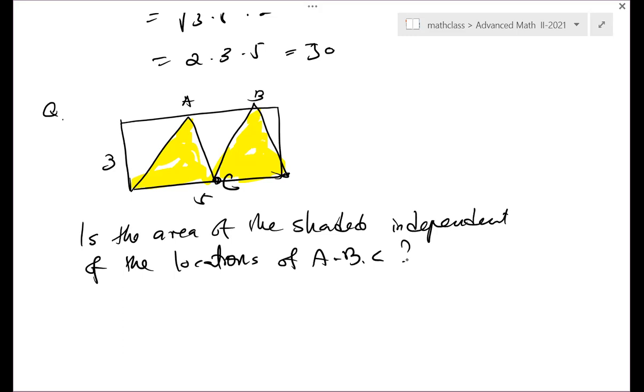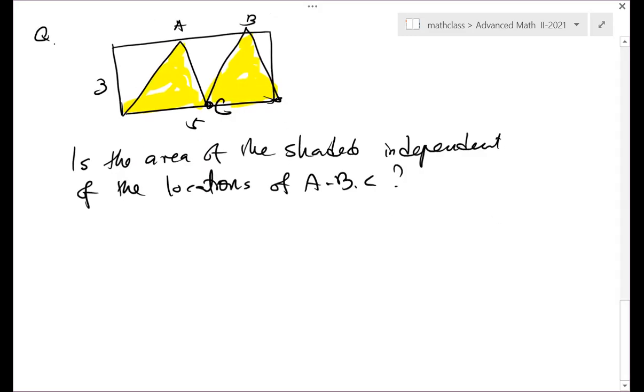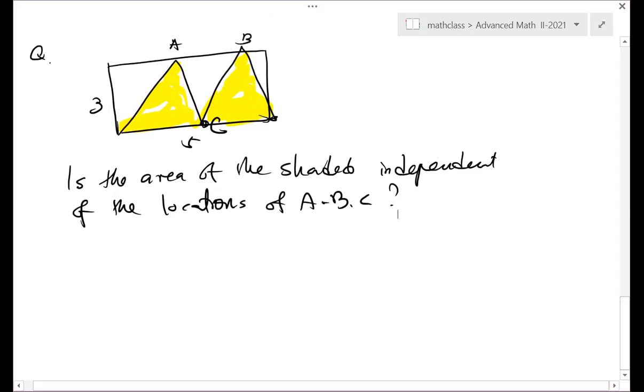Does anyone have answers? Yes or no? Can you completely determine the area of the shaded region? The shaded region consists of triangles, and what you know is the height of each triangle. Both are equal to 3, right? But you don't know the base. So let's call them A and B.